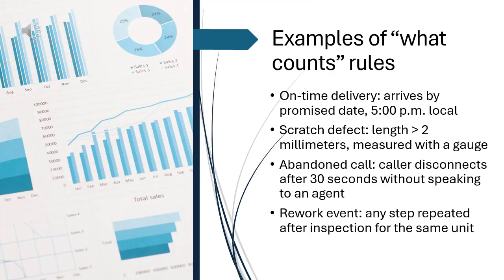Use simple testable criteria. Examples help make it concrete. Consider these rules. A delivery is on time if it arrives by the promised date, 5 p.m. local time. A scratch defect counts if length is greater than 2 millimeters, measured with a gauge. A call is abandoned if the caller disconnects after 30 seconds without speaking to an agent. A rework event counts if any step is repeated after inspection for the same unit.